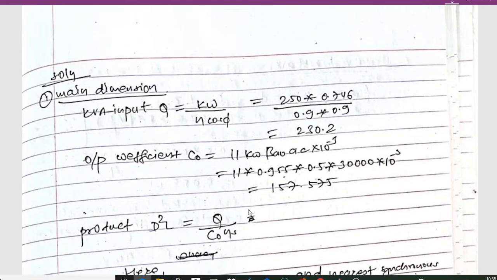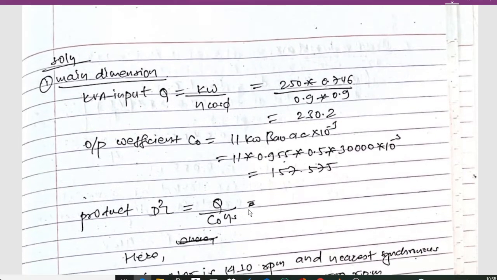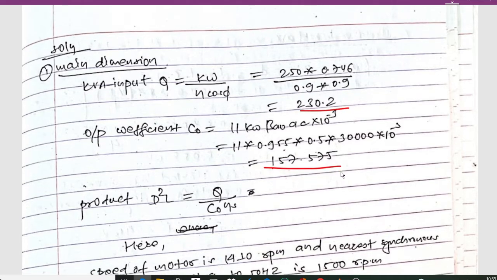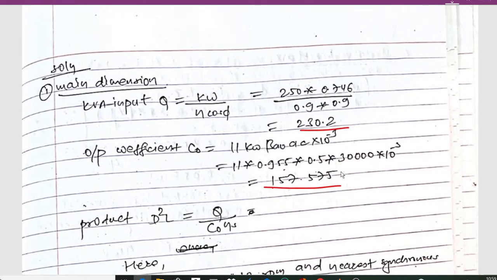So here we have the same process. We have Q as kilowatt upon eta cos phi, and kilowatt here we have 250 HP given, so 250 into 0.746 in order to calculate in kilowatt, upon 0.9 into 0.9, so you get 230.2. Similarly, the output coefficient C0 is calculated as 11 kW Bav AC into 10 to the minus 3. Just substitute all the values and you will get the value of C0. Here we have 157.573. So this process is similar to question number 1.